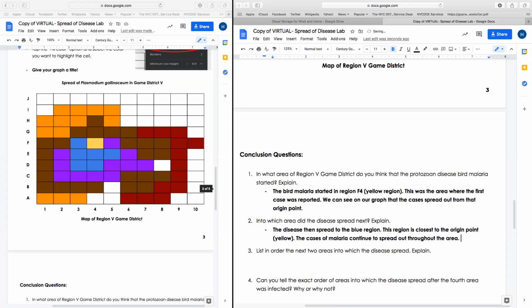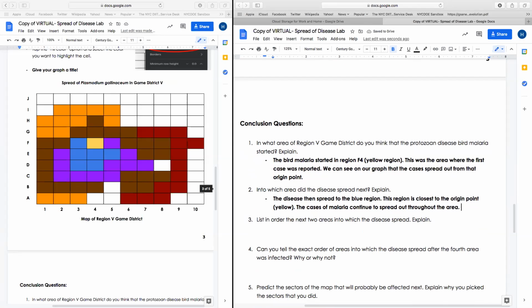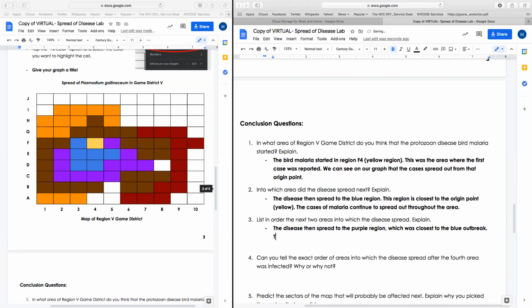Great. What about number three? After it spread to the blue region, where did it go next? List in order the next two areas into which the disease spread. Where do we think it went next after blue? Purple and brown, Caden says. And why do you say that? He says that they are closest to the blue region. So the disease then spread into the purple region, which was closest to the blue outbreak. Then it continued to spread into the brown region.